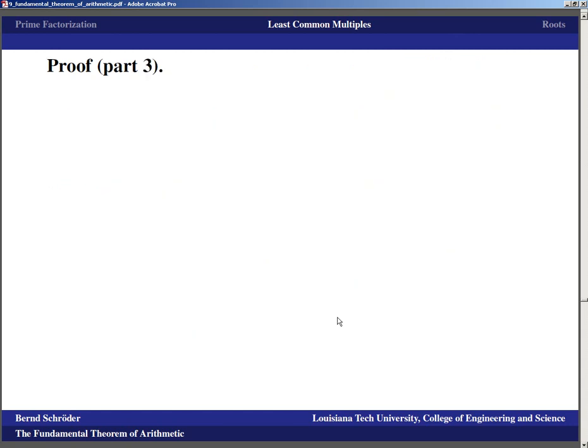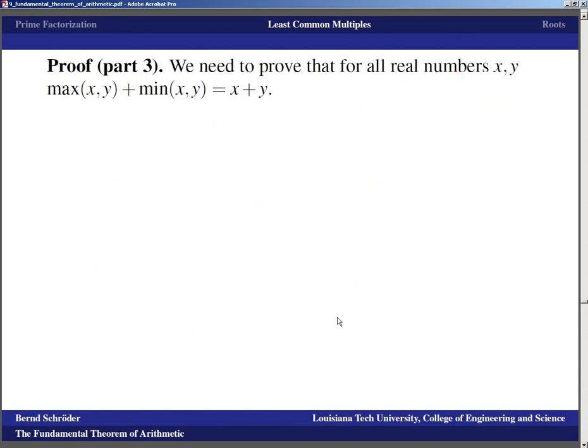For part 3, we actually only have to prove that for all real numbers x and y, we have that the maximum of x and y plus the minimum of x and y is x plus y, because that's what we would do, right? We would take the lowest common multiple multiplied with the greatest common divisor, which means we have to add the corresponding exponents, and the exponents we ought to get should be the sum of the exponents that we get from the product m times n.